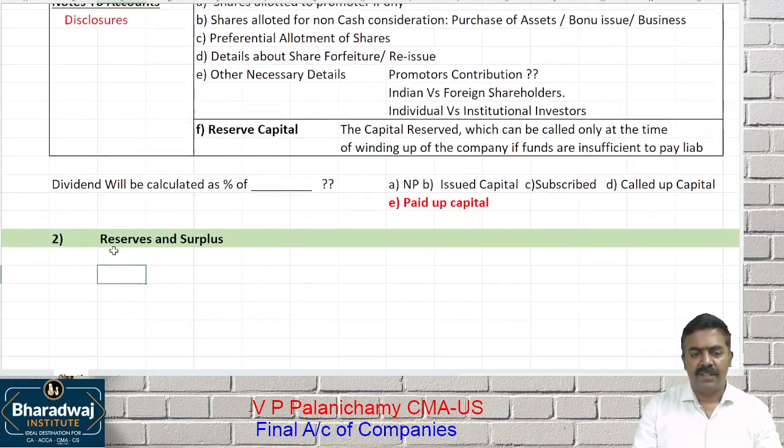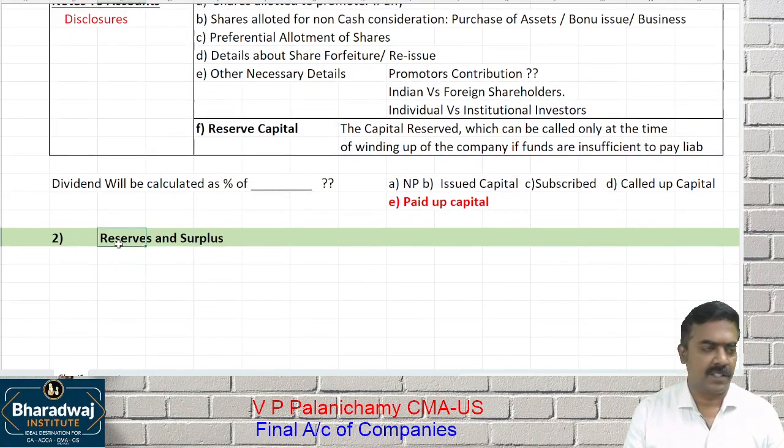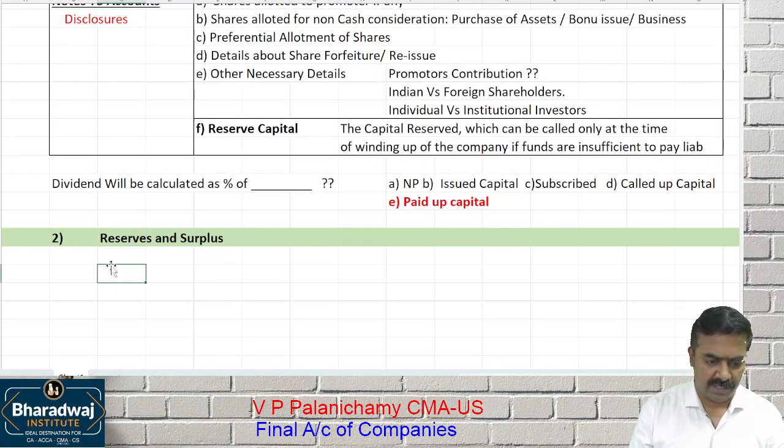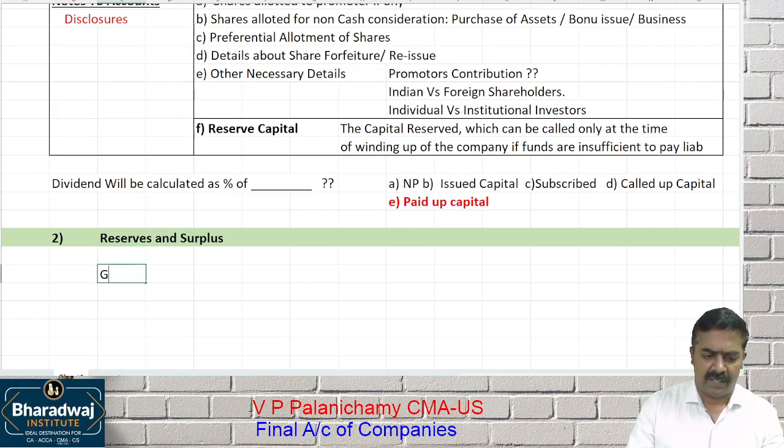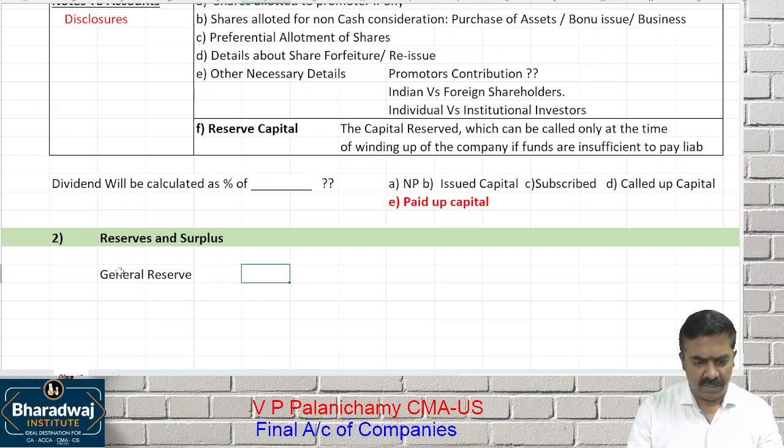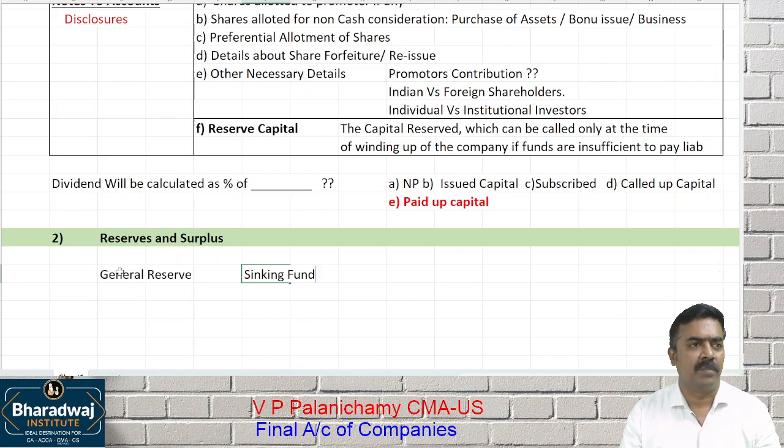What is the next schedule? Reserves and surplus. That is item number 2 in the balance sheet. See, name any reserve maintained by the company. There can be a lot of reserves. Examples of reserves are general reserve. It can be a sinking fund. Sinking fund is for redeeming some debentures and bonds.